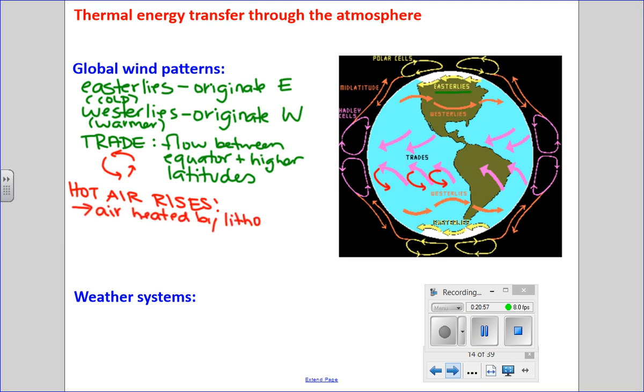The air could be heated by the lithosphere or the hydrosphere. So air that's over a mass of land that has absorbed a lot of heat, or air that is over a mass of water that has absorbed a lot of energy, will generally be warmer. Warm air rises.